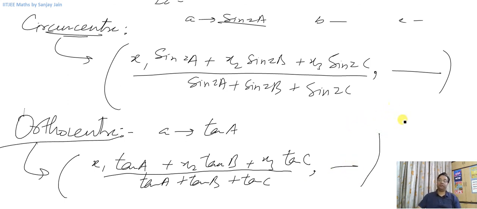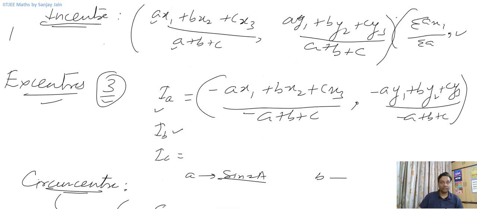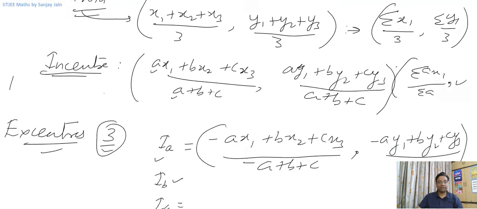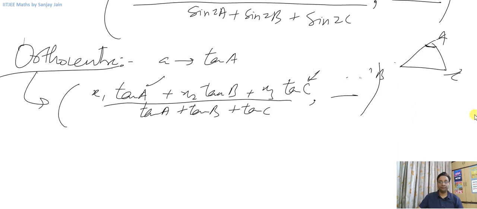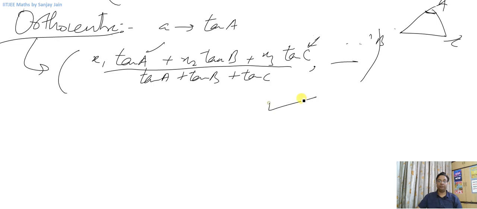Okay, what are A, B and C? What are these angles? These are the interior angles of the triangle ABC. So this is angle A, and this is angle B, this is angle C. I hope I have written all the coordinates: centroid, incenter, excenters, circumcenter, orthocenter, right? So I hope you will be able to memorize these coordinates and you have got the basic idea of these centers. Okay.